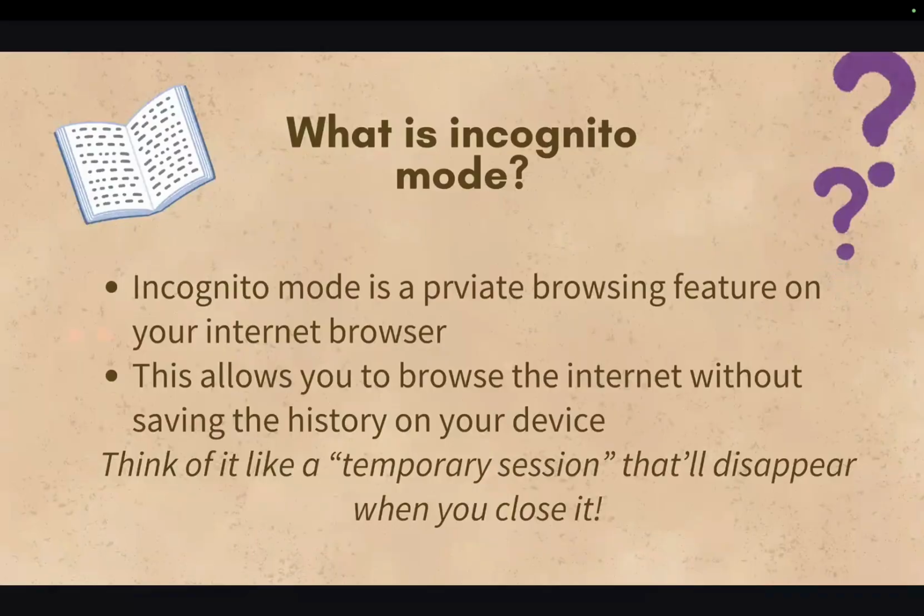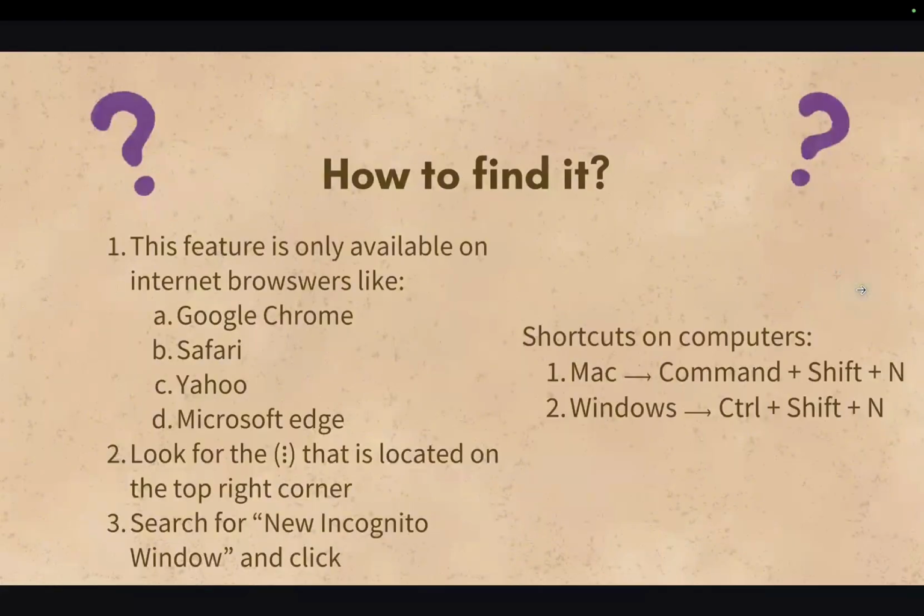Incognito mode is a private browsing feature on your internet browser. This allows you to browse the internet without saving the history on your device. So you can think of it like a temporary session that will disappear when you close it. So how do you find incognito mode? This feature is only available on internet browsers like Google Chrome, Safari, Yahoo, and Microsoft Edge.